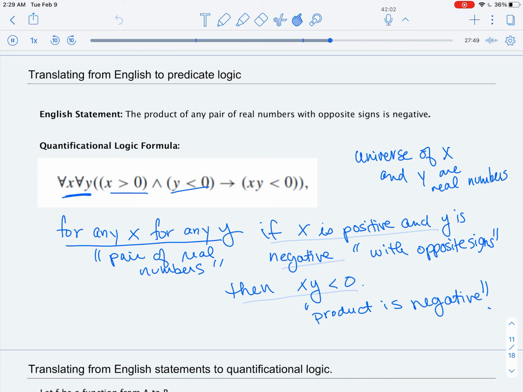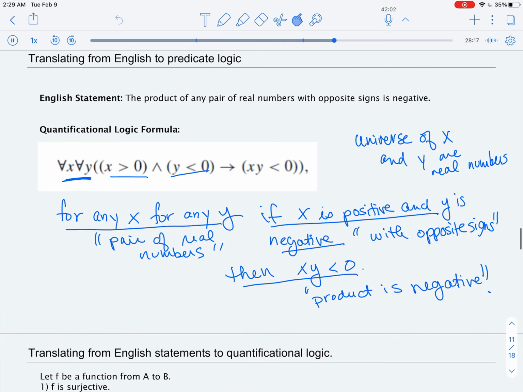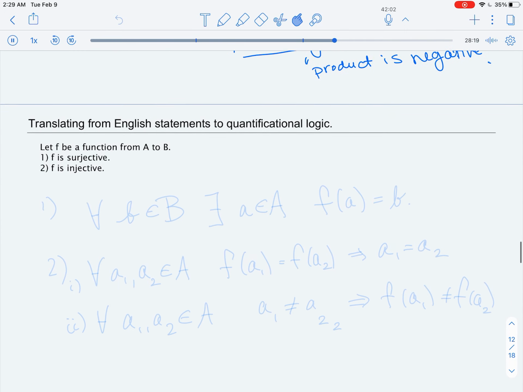And when you're starting out with translating between English and quantificational logic, it's fine if you have this intermediate step, which is not so natural. So for any x, for any y, if x is positive and y is negative, then x times y is less than 0. It's fine to start out that way. Okay, now let's try another example.